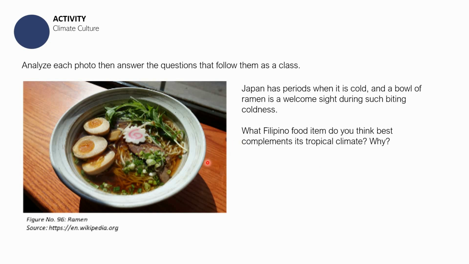And one of the most obvious indicators of culture and civilization is food. And the type of food may sometimes say something about what kind of climate we have. So what Filipino food item do you think best complements the tropical climate of our country, Philippines, if you're here in the Philippines? And then tell me why.